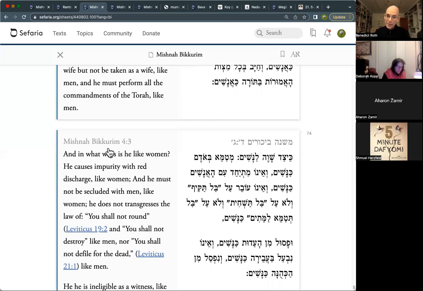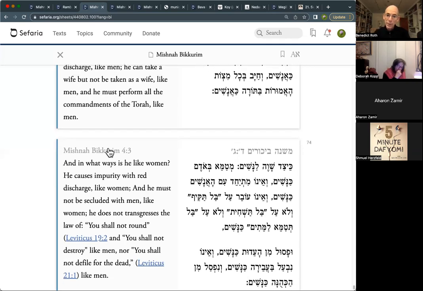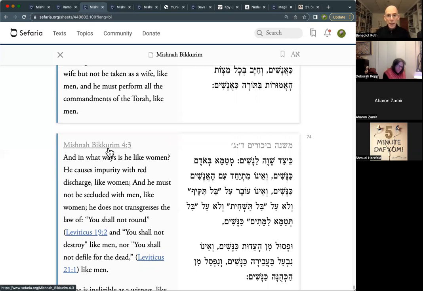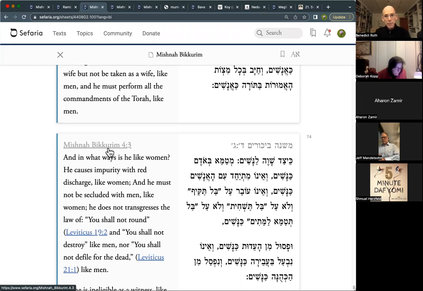Well, and again, this Mishnah is parallel to the one before, and we're going to say a red discharge causes impurity like women. So effectively, we're machmir. We apply both kinds of impurity to the hermaphrodite. And he can't be secluded with a man like women. In other words, the halachos of yichud apply to him as they would to a woman.